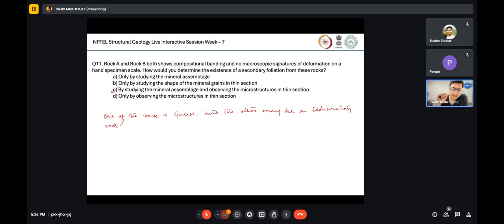That is, what is the exact mineral assemblage at thin section scale? If you observe the thin section, you will find whether the assemblage is a metamorphic assemblage or a sedimentary assemblage. So mineral assemblage is important because we can identify whether the assemblage is metamorphic, sedimentary or igneous.